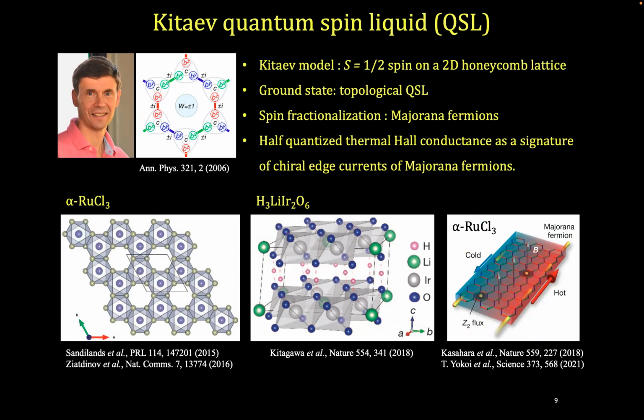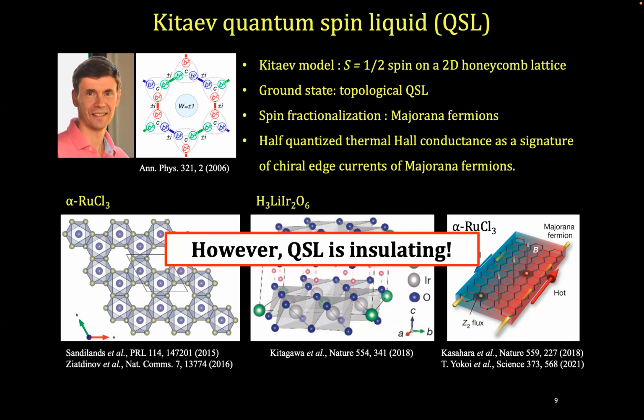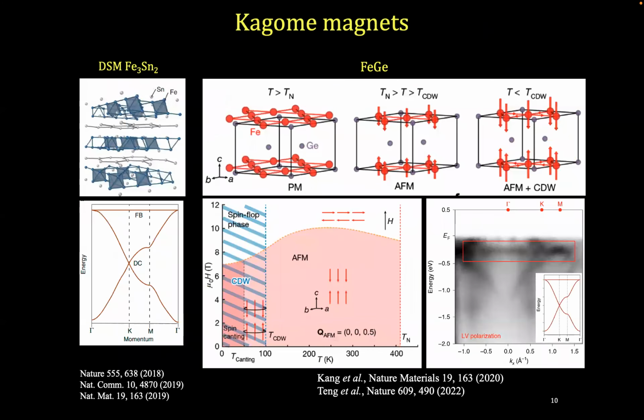a Majorana fermion. But for me, I'm a scanning tunneling microscopy guy, and unfortunately this system is insulating, so we cannot do any experiment. And it's a very difficult measurement for the thermal measurement anyway. So unfortunately we cannot work on that particular system, but there are other systems we would like to explore. And as you also know, the Kagome system is also very popular right now.